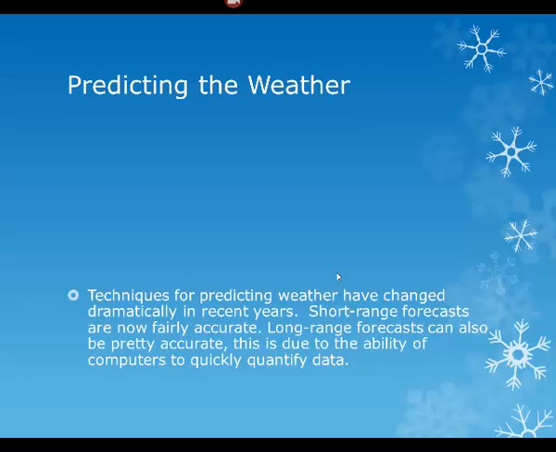Long-range forecasts are also fairly accurate, and this has been because of the ability of computers to quickly quantify data. So we've created models, and those models help us to quantify data and calculate data in order to predict what may occur in the atmosphere in the near future.